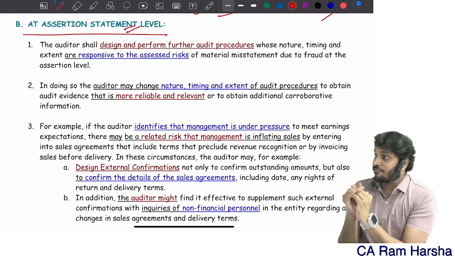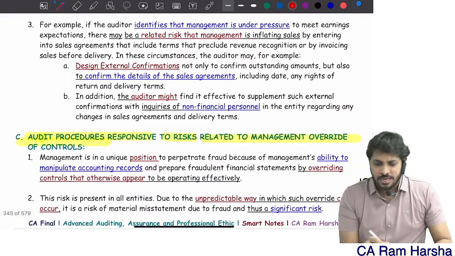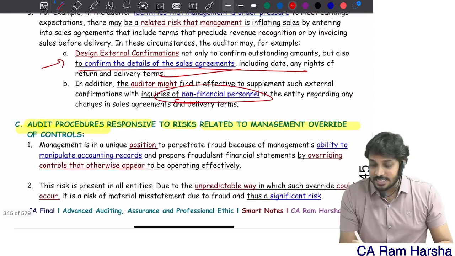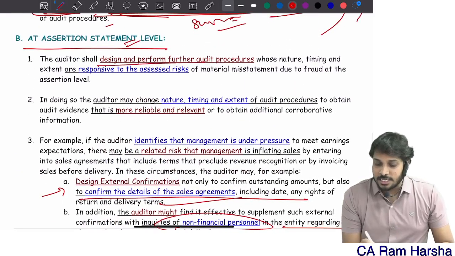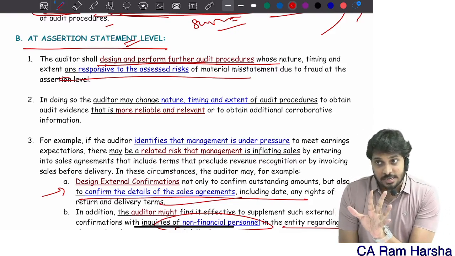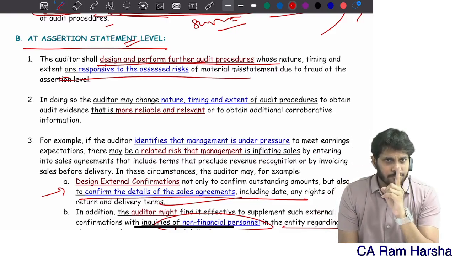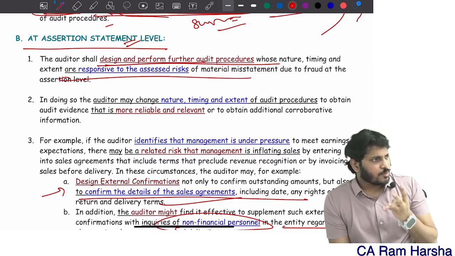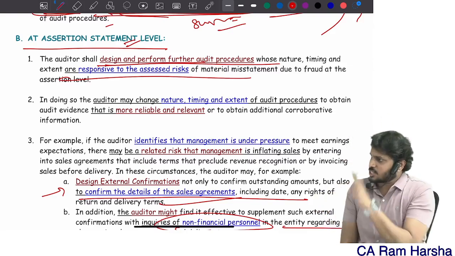If you find fraud possibility at this assertion level, what does the auditor have to do? Design external confirmation, if that will help you, or discuss with non-financial persons. The auditor shall design and perform further audit procedures. Nothing but what? You will go and do physical verification. Remember, physical verification is one type of audit procedure to get audit evidence. Correct? Various ways: inquiry, inspection, confirmation, external confirmation, recalculation, reperformance. In all these ways we can get evidence. Correct?